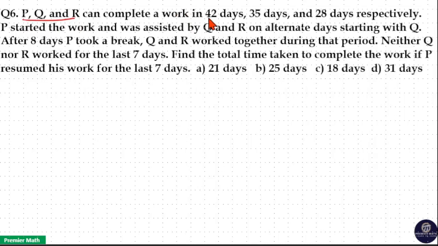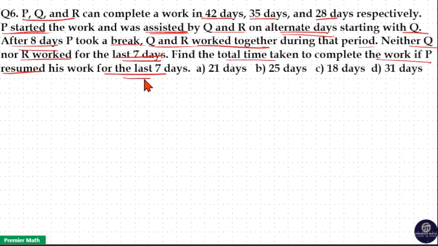P, Q and R can complete a work in 42 days, 35 days, 28 days respectively. P started the work and was assisted by Q and R on alternate days, starting with Q. After 8 days, P took a break. Q and R worked together during that period. Neither Q nor R worked for the last 7 days. Find the total time taken to complete the work if P resumed his work for the last 7 days.